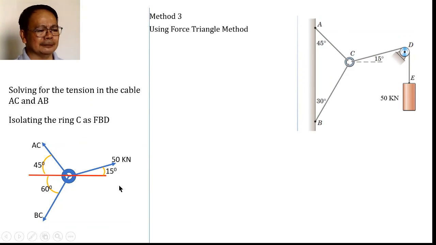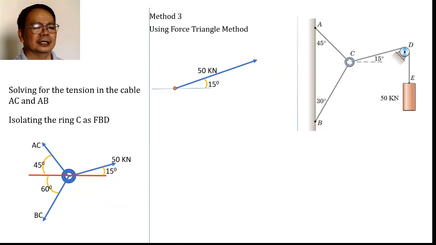So let's show that. Suppose this is our point. At this point, we select which of the 3 forces shall be drawn first. Suppose we choose this 50. 50 is making an angle of 15 degrees to the horizontal. So if you have the horizontal and the 15 degrees, then this will be the direction of our 50.